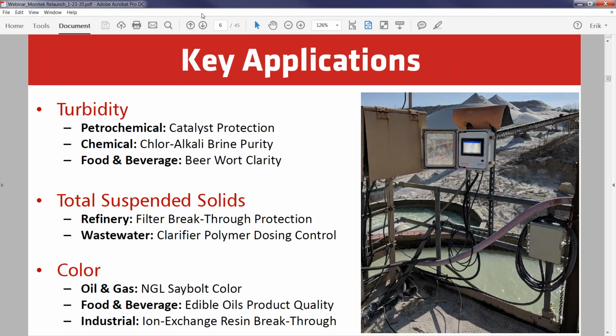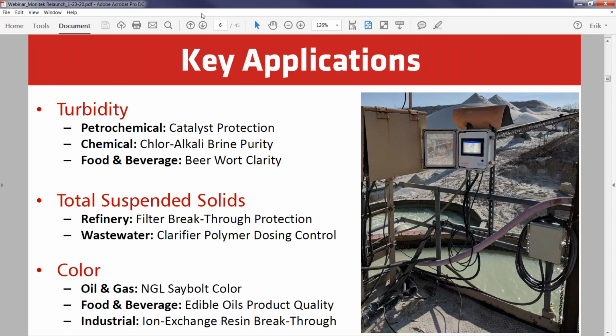Again, you can look at the actual suspended solids that are in there and make sure that nothing's coming through and going to be damaging or affecting your overall process. Total suspended solids, refinery, filter breakthrough protection, making sure that the filter's working properly and not allowing things to come through that shouldn't be. And wastewater, again, clarifier polymer dosing control to make sure you're getting exactly what you need.